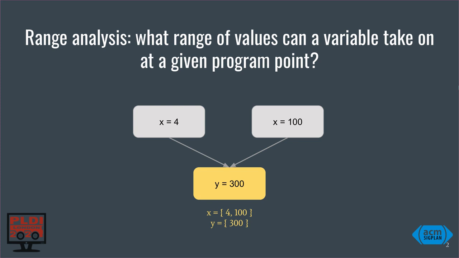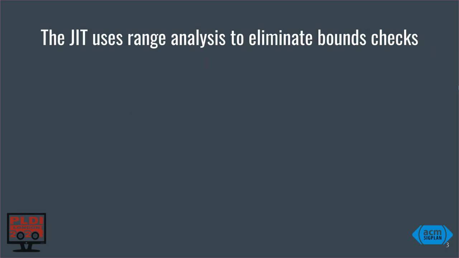Range analysis is how compilers figure out what values a variable can take on at a given program point. The JIT uses range analysis to do optimizations like bounds check elimination. Here, the range analysis deduced that x is always 3, so the compiler can remove the bounds check.